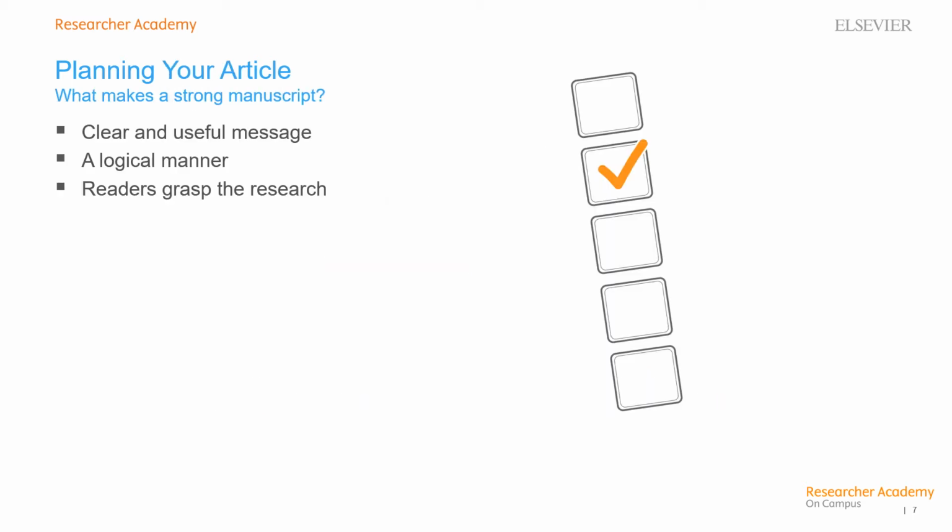So, what makes a strong manuscript? I'd suggest that strong manuscripts have three key characteristics, as you can see here. First, their academic message is clear, useful and exciting. Second, their message is presented and constructed in a logical manner. They enable the reader to arrive at the same conclusions as the author, and the format chosen is the best way to showcase the material. Third, they enable readers, reviewers and editors to easily grasp the significance of the research.